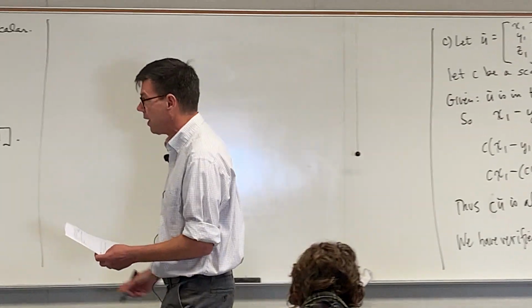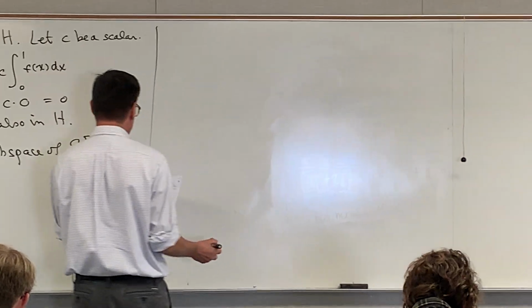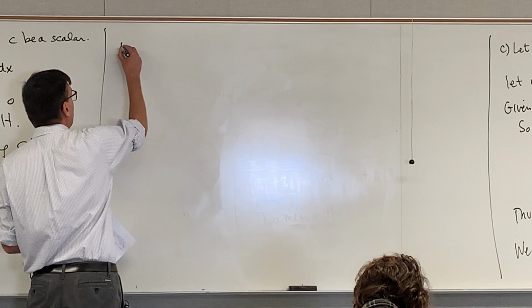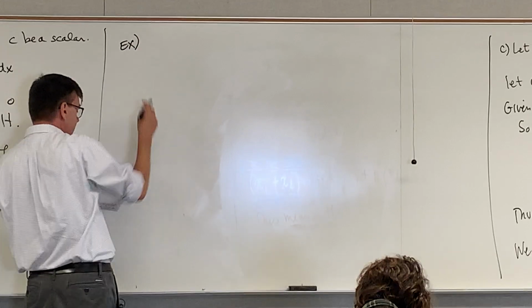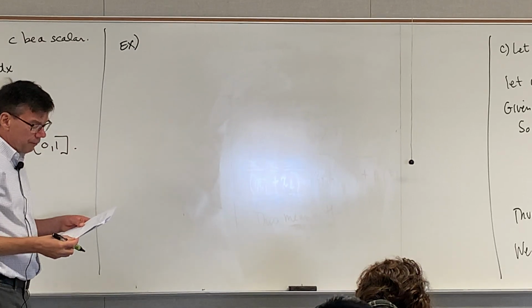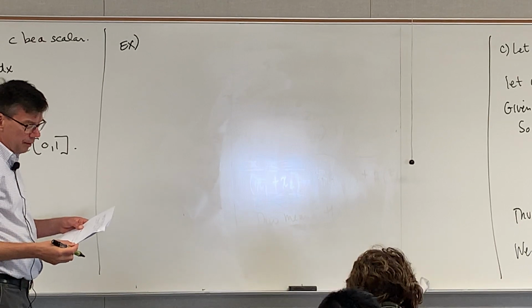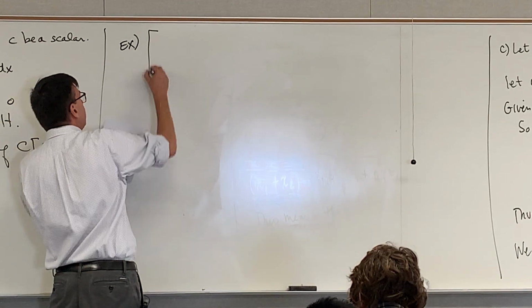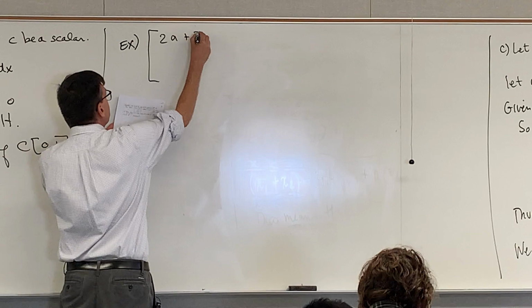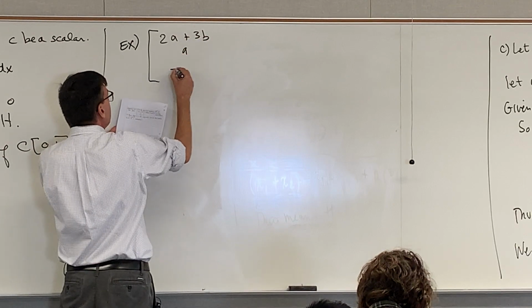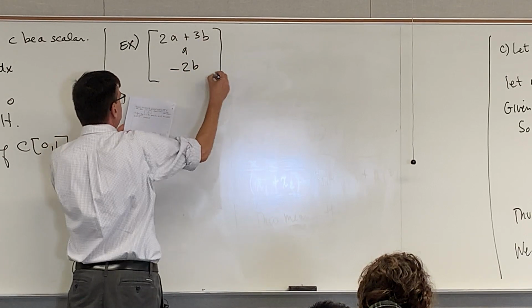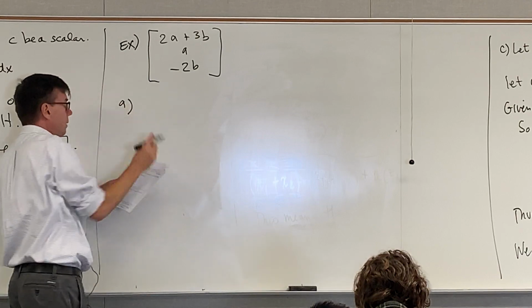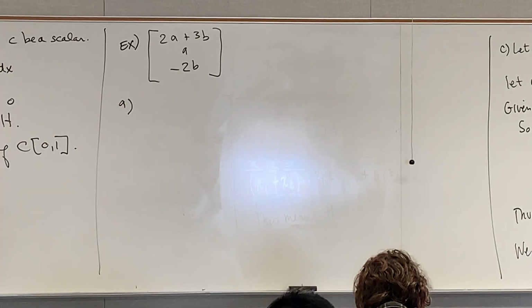So let's turn to the last page. There's a couple exercises here. We'll just get started on these. On the last page, the exercise is: let H be the set of all vectors in R3 of the form (2a + 3b, a, -2b), where a and b are any real numbers.